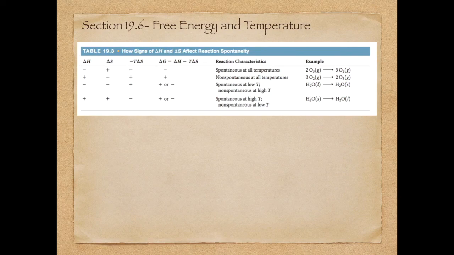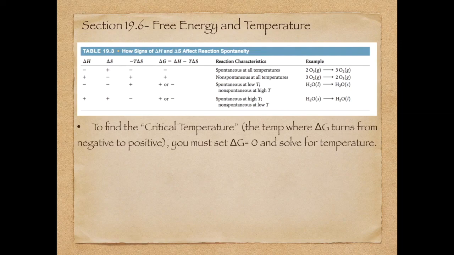In contrast, if your delta H is positive and your delta S is positive, well then if your temperature is very, very large, then that means that your delta G will be negative, meaning it's going to be spontaneous. But if you have a very low temperature, that means that your delta H is going to take over, which means that the equation is going to produce a positive delta G, and therefore your reaction is going to be non-spontaneous. So to find the critical temperature, and this is the temperature where delta G is going to go from being positive to negative or negative to positive, you have to set your delta G equal to 0 and then solve for your temperature. Okay?